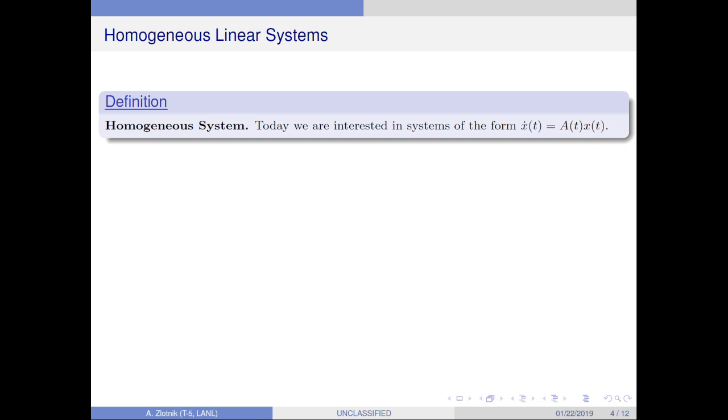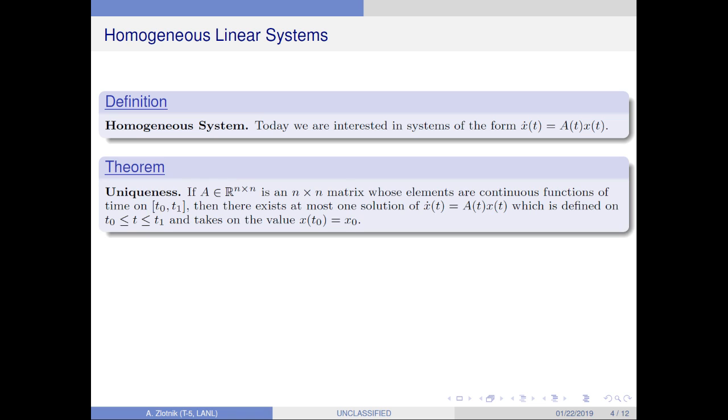Now, first, let's look at homogeneous linear systems. A homogeneous system is of the form x dot equals Ax, and there is no control input. So this system depends purely on the state, and its solution cannot be exogenously influenced. Now, such systems have the property of uniqueness. That is, if all of the elements of A are continuous functions on a time interval, t0 to t1, then there exists at most one solution of the homogeneous system defined on that time interval when the initial condition takes on a given value.